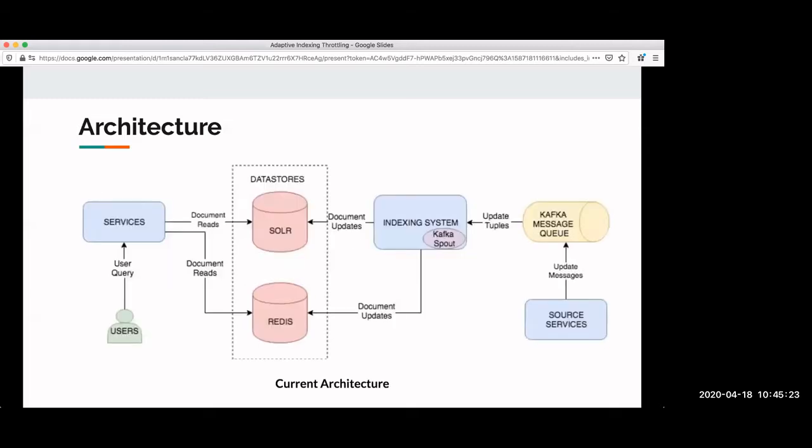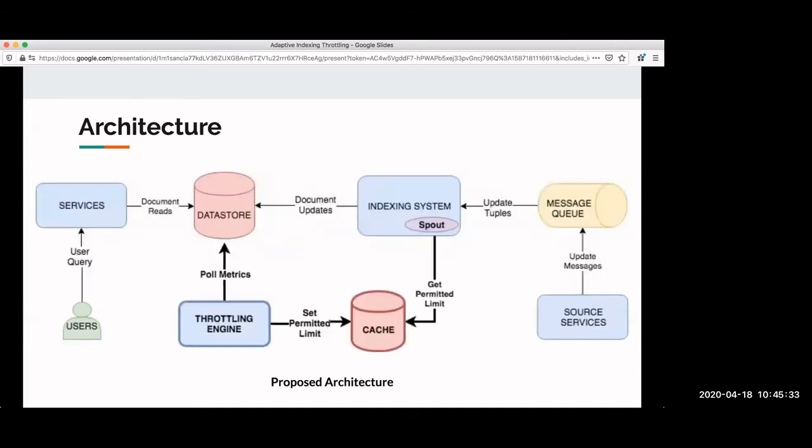If you look at the architecture, this is the current architecture which we discussed earlier. Here we have the indexing pipeline and the read path. Now what we have added is whatever we have made bold here. If you look at the bottom, we have a throttling engine. This throttling engine will go to the data store and poll metrics. For Solr, we are taking response times. For Redis, we are taking network utilization and the number of commands processed. So the throttling engine will periodically poll the data stores and get that information.